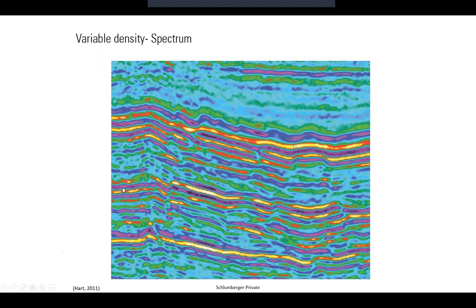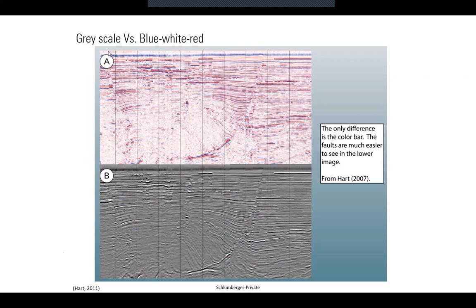And this is a very simple comparison between two sections, one of them a color one, blue, white, and red. There is no standard for that, but each software or each company has its own color palette. But the very common one that people use is the grayscale, right? So this is the grayscale, and you can easily identify here.